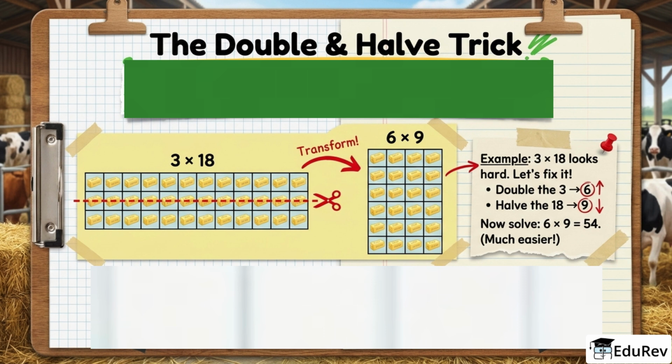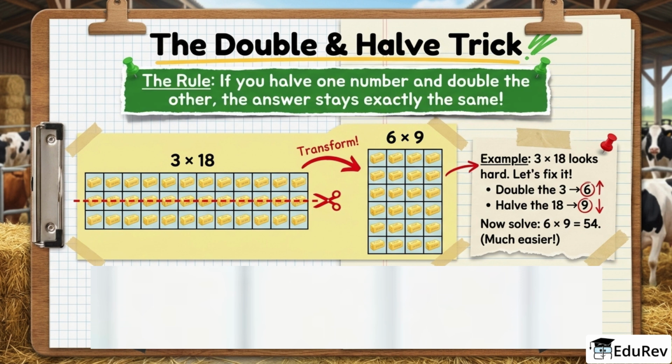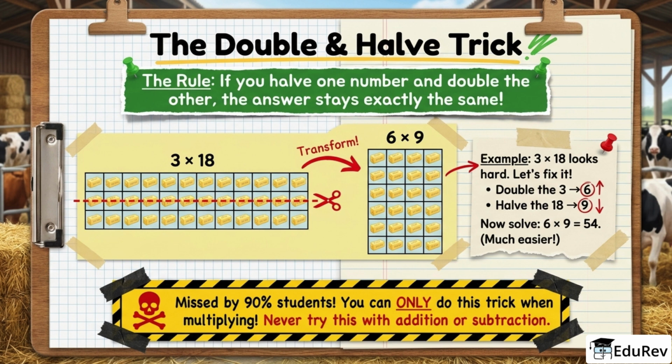Let's look closer at that double and half trick. The rule is that if you halve one number and double the other, the final answer stays exactly the same. If we have 3 times 18, that might look a bit difficult to do in your head. But if we double the 3 to get 6 and halve the 18 to get 9, the equation becomes 6 times 9, which is much easier to solve as 54. However, please remember, you can only do this trick when multiplying. Never try this with addition or subtraction.